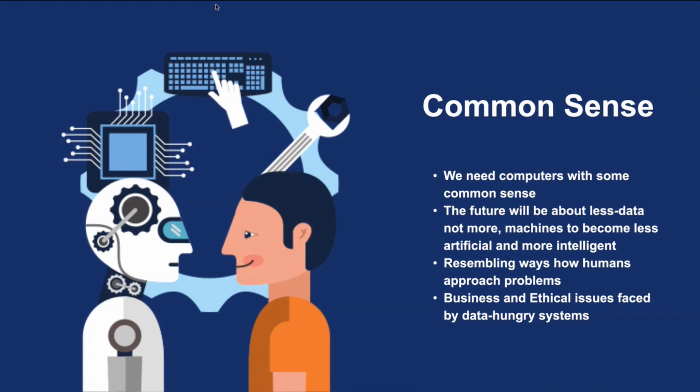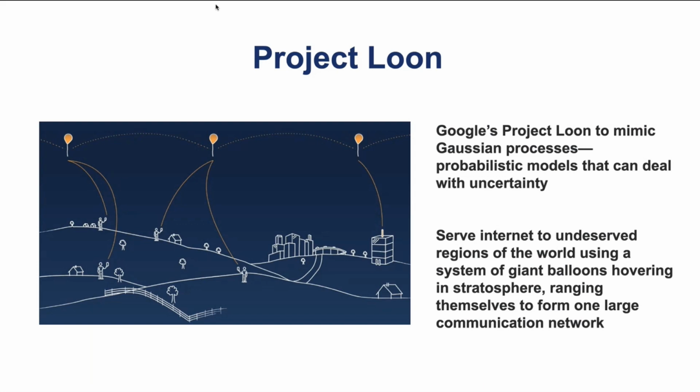Okay, then Project Loon. Just one example here, that this is also by Alphabet, or you can say by Google. So Google has created this new AI process. It consists of giant balloons flying in the sky all over the world. And all these balloons connect to each other and establish a network and provide high-tech Wi-Fi or network connectivity to remote places. Okay, it's called Project Loon. It is a very powerful application of AI. It basically mimics Gaussian processes technically, follows probabilistic models, and it can deal with uncertainty.